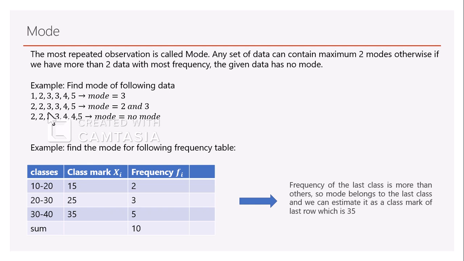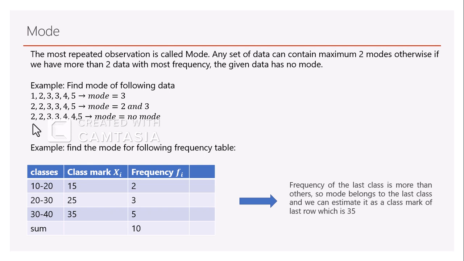The mode of this data is 3. For the next group of data, we have 2 2 3 3 4 and 5, where 2 is repeated 2 times, 3 is repeated 2 times, and 4 and 5 are single values. The mode here is 2 and 3. We will not take an average or the mean of them. We just say that the modes of this data are 2 and 3. We will never add them or take a mean of 2 modes if the data has 2 modes. But if the data has more than 2 modes, then we say that the data has no mode. It means that we only allow 2 modes, not more than that.